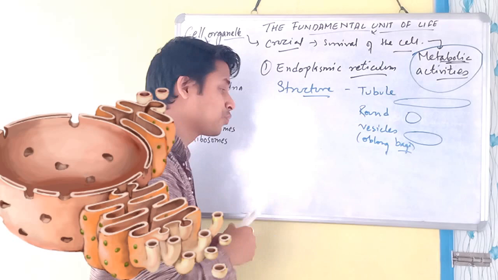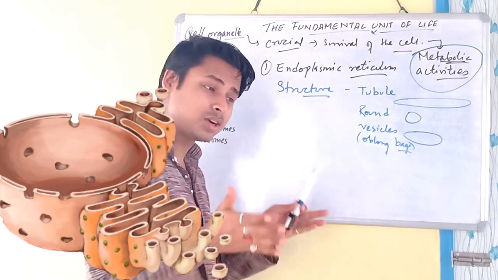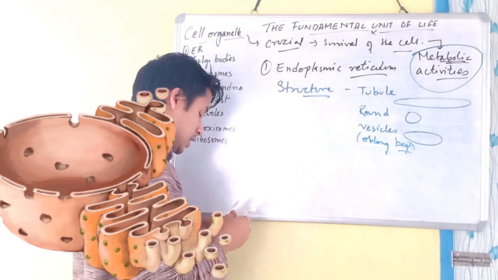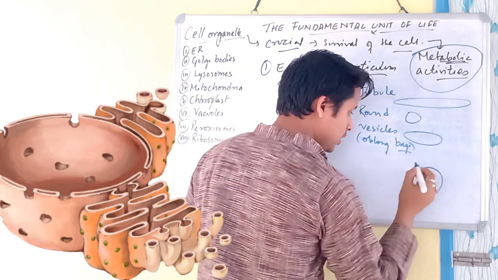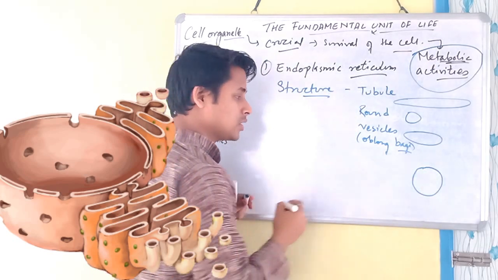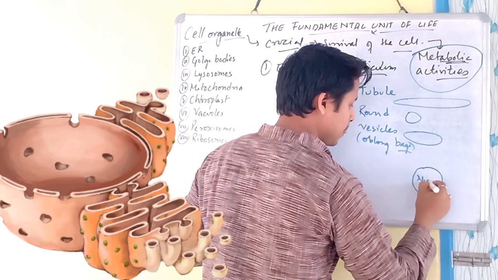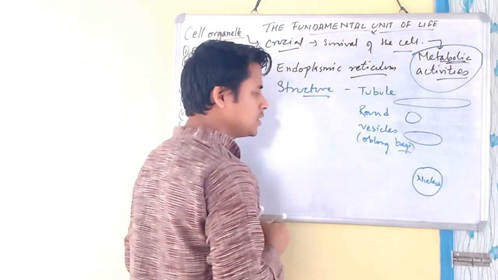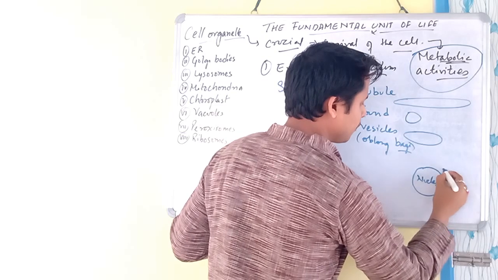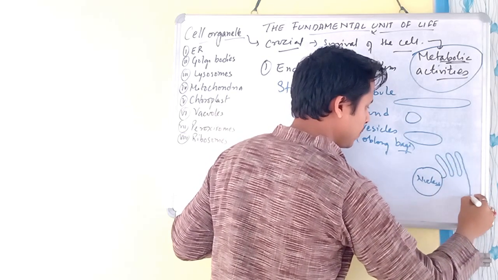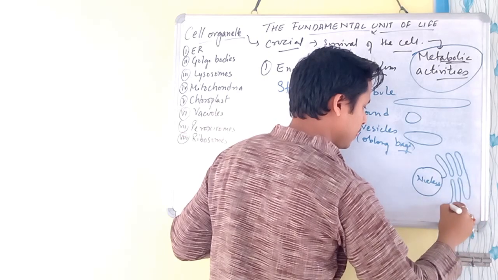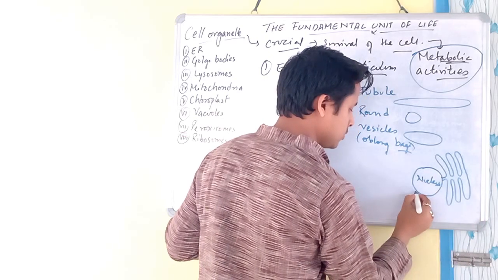Where is it present? It is obviously present in the cytoplasm, but where is the location? The location of this endoplasmic reticulum is near, surrounding the nucleus. If this is a nucleus, the endoplasmic reticulum is present like this, surrounding the nucleus, right?